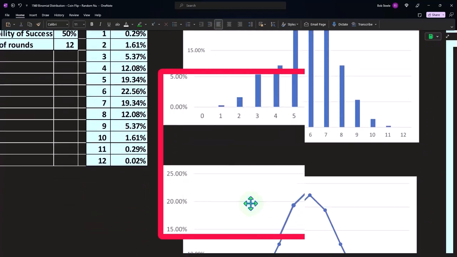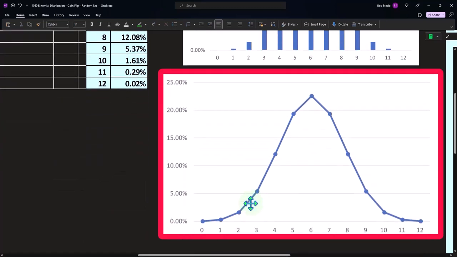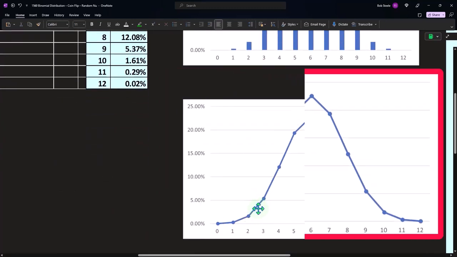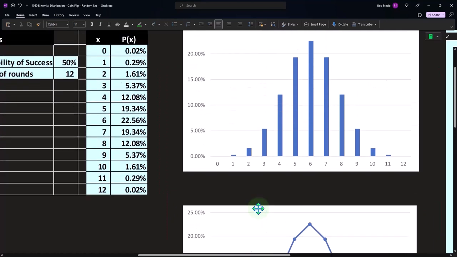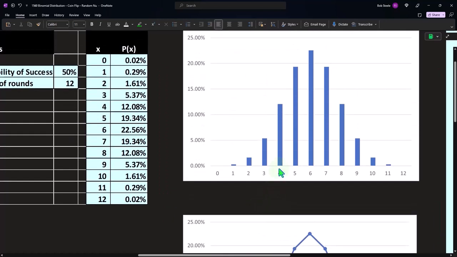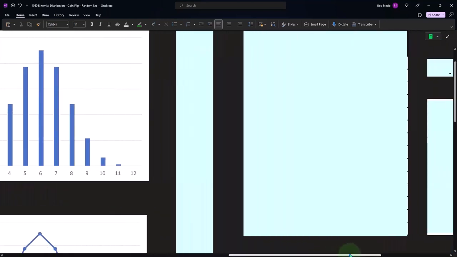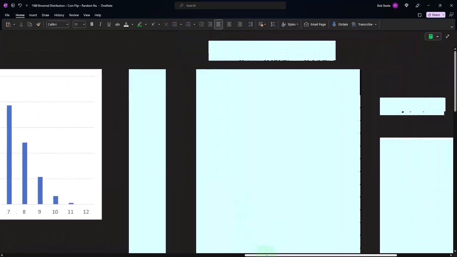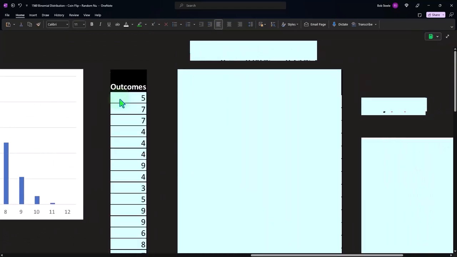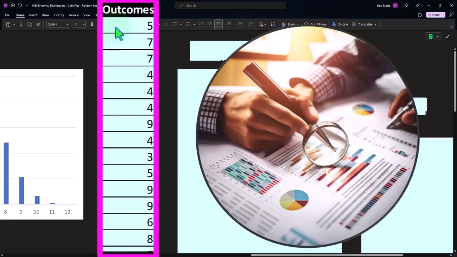And if I look down here, we can do a similar kind of chart with a line type of chart as opposed to the bar chart or histogram type of chart. All right, now let's actually approximate this. Let's say that we simulate this situation in Excel.